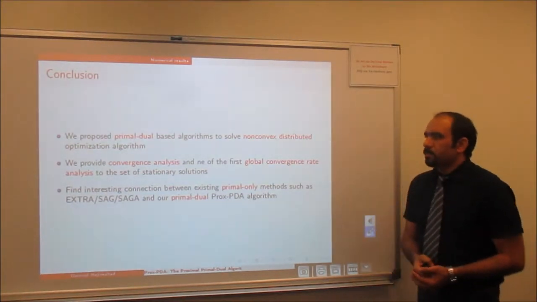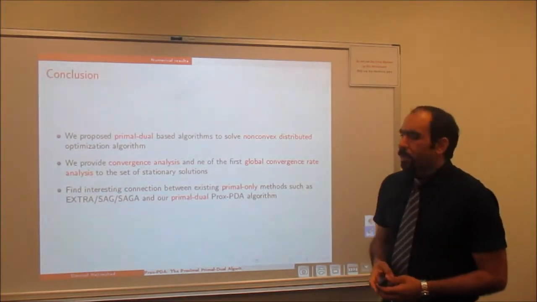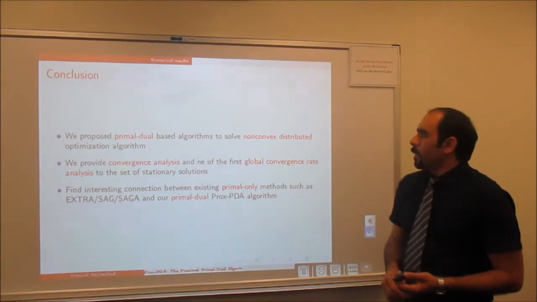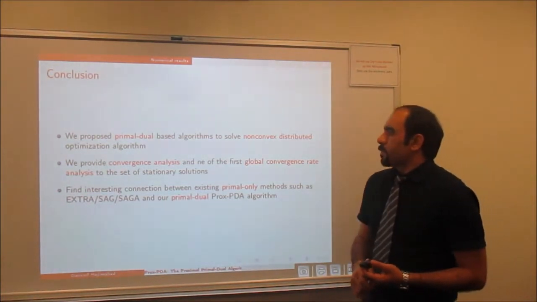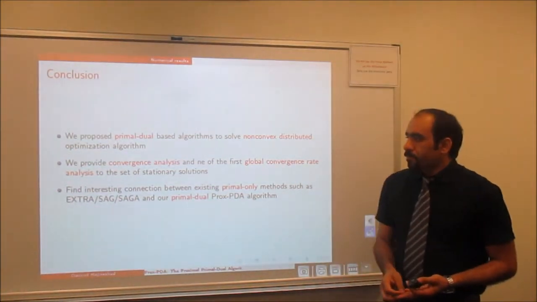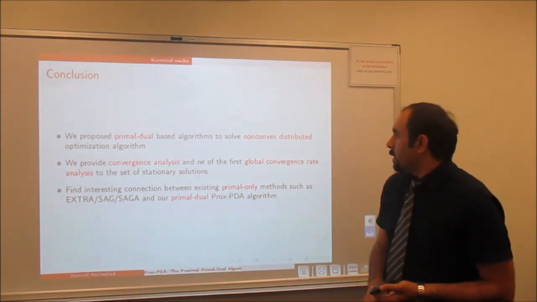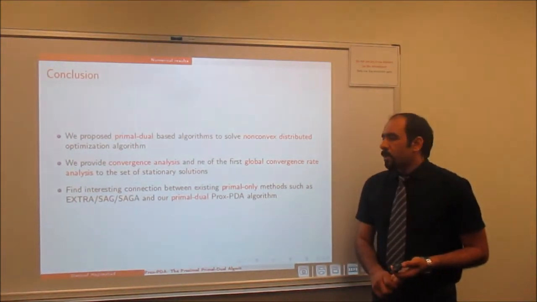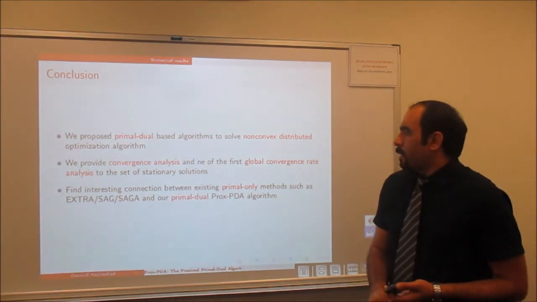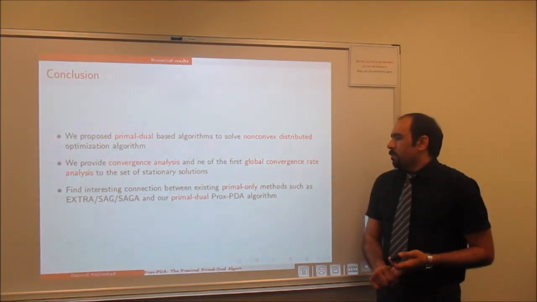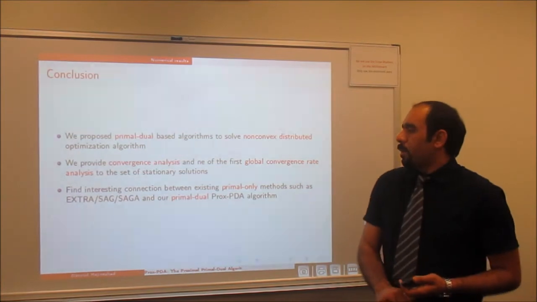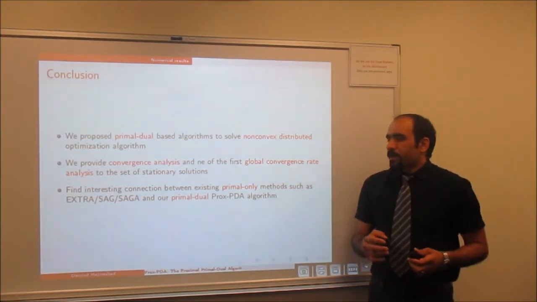So in conclusion, in this research, we propose a primal-dual algorithm to solve a non-convex distributed optimization problem. We provide convergence analysis and a convergence rate for the proposed algorithm. And finally, we have found some interesting connections between the primal algorithm and the primal-dual algorithm.